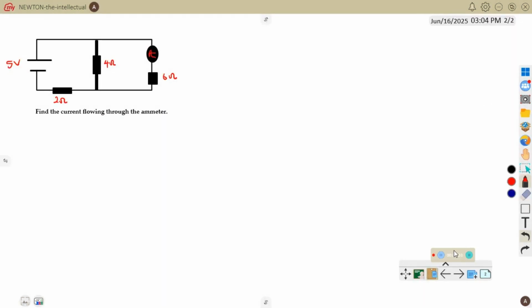Alright guys, so this question now, the question says find the current flowing through the ammeter. Already this component here that has letter A is representing the ammeter. So I'll find the current that is flowing through this ammeter. Now this question is not particularly about the current that is flowing through each of the resistors or the total current in the system. It's just particular about the current flowing through this ammeter.